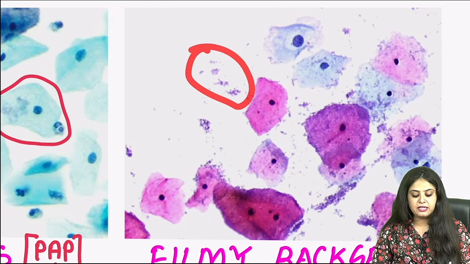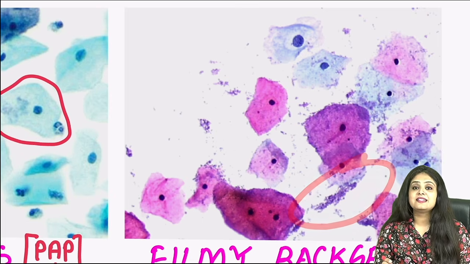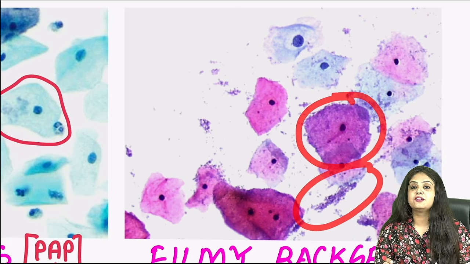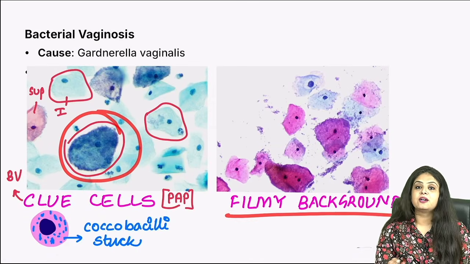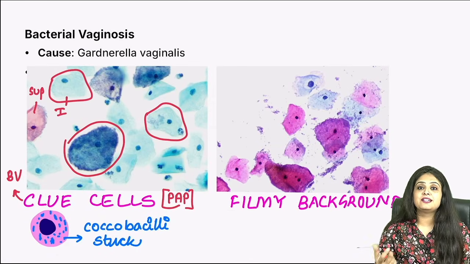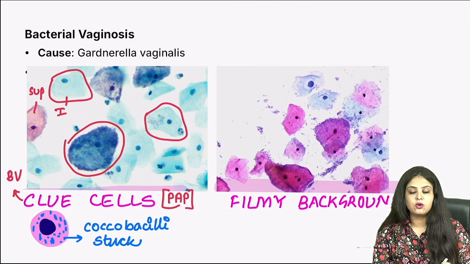So if you look carefully, I can see some which is looking probably like dirty material to you, but the bacteria is there in the background also. The bacteria is there on the cells also. When it is on the cells, I call it a clue cell. When it is on the background, it has made the background also blurry, and that is known as the filmy background. Both of these are questions that you can get in gynecology, of course.